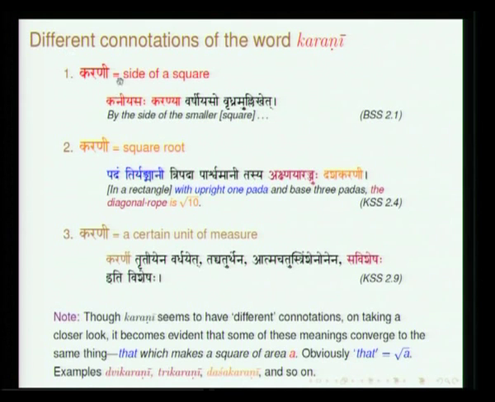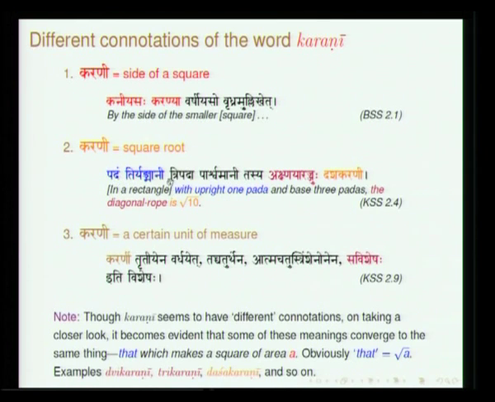Karani, as I was mentioning, is very frequently encountered. Kaniyasah Karanya Varshiyaso Vridha Mulliket, the sutra which I was quoting before. Karani here refers to this side. If the area is A, obviously Karani will be root A. Similarly, Karani is used as square root. Padam Tiryangmani Tripada Parshvamani Tasya Akshanaya Rajjuhu Dashakarani, as I was mentioning. Dashakarani means root 10. This root 10 will produce a square which has the area 10. So, Dashakaroti. This is how it is used.